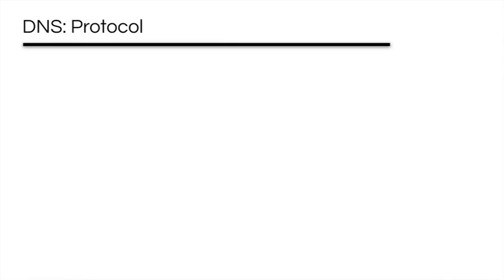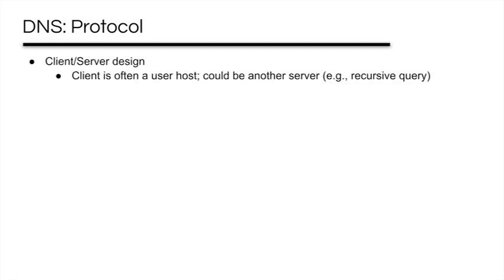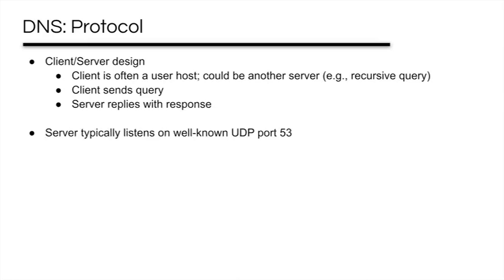All right, so let's talk a little bit about the DNS protocol. It is a client-server design. The client is often a user host, but it could be another server, like in the case of recursive queries, right? It's like that second server that's actually acting as a client for the remaining servers. So the client sends a query, the server sends a response. The server typically listens on the well-known UDP port 53.